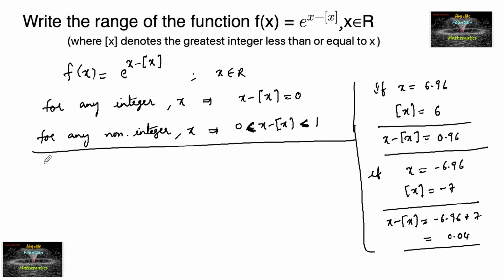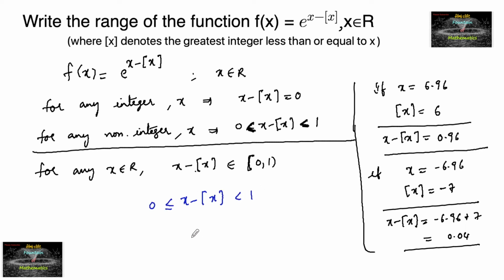So for any real number x belonging to R, we can conclude that x minus [x] belongs to 0 to 1, including 0 and open interval 1, so that e to the power of x minus [x]... let me write one more, which implies that x minus [x] is lying between, including 0 and 1, if we take the exponential.